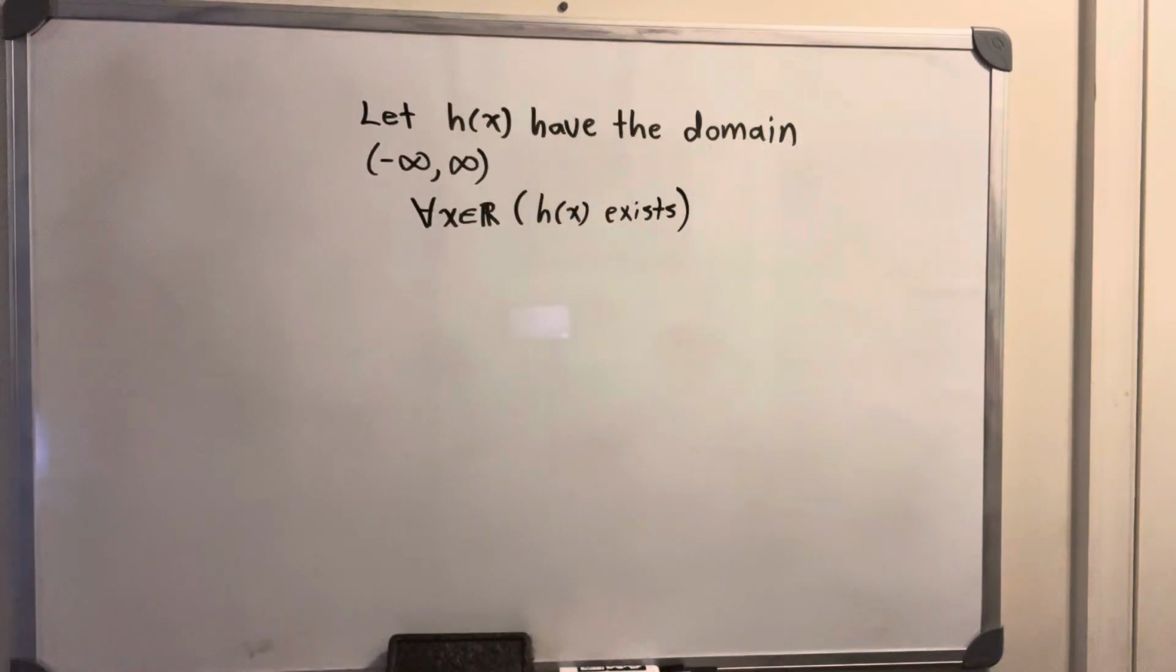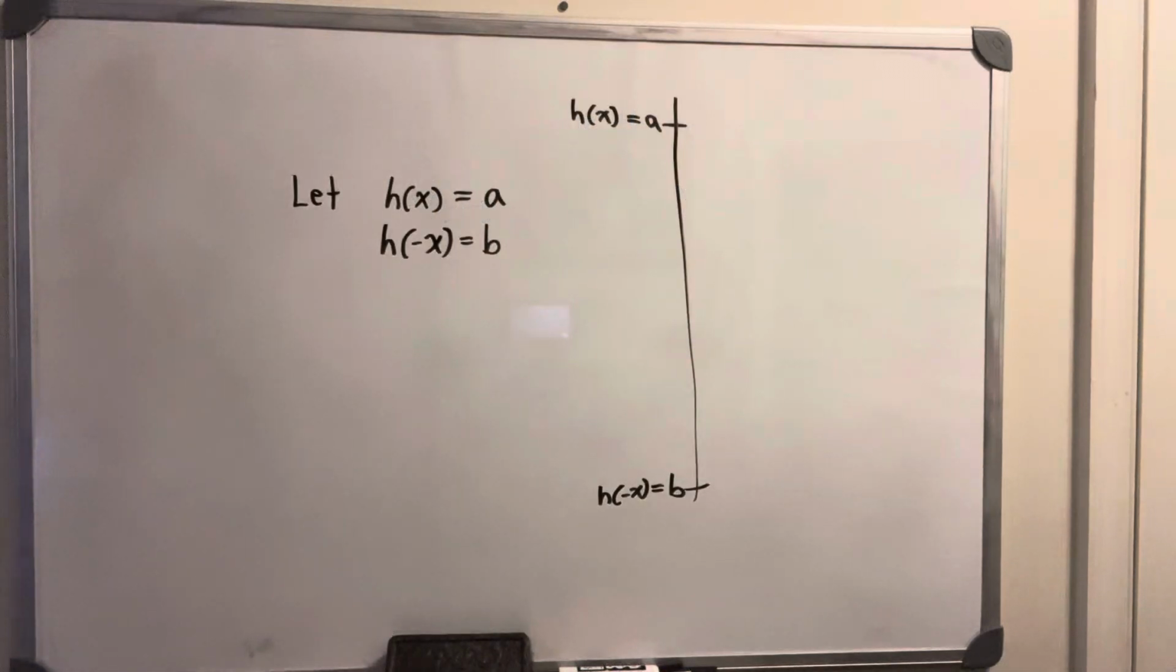So just to state it again, let some function h of x have the domain from negative infinity to positive infinity. So for all x in the set of real numbers, h of x exists. Now, keeping things perfectly abstract and just acknowledging that h of x exists, suppose it has some value, a. We haven't said what a is.